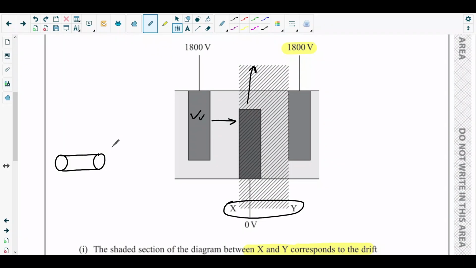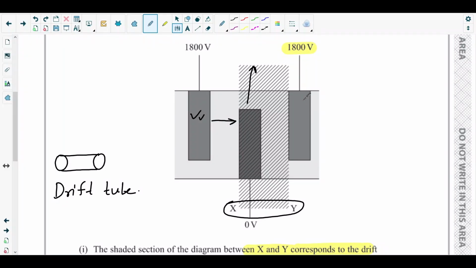For the Linac, at first consider the Linac drift tube. This is the drift tube of a Linac. So for a Linac drift tube, within the drift tube there is no electric field, right? But here in this model, between x and y, there is an electric field from 0 volt to 1800 volt. Now you might ask, then how is the ball moving with constant speed between x and y?